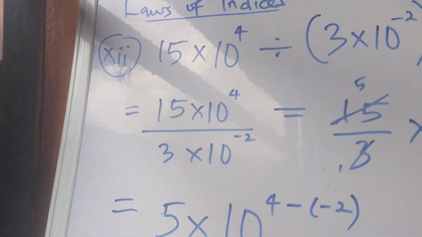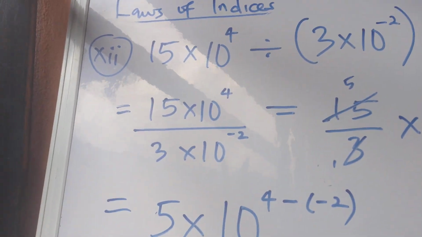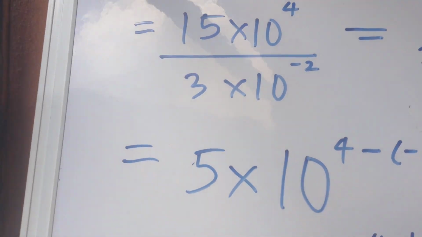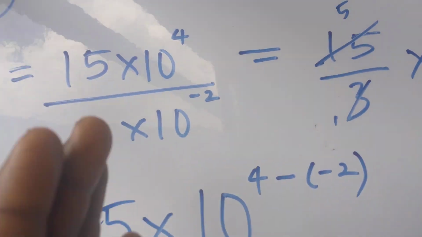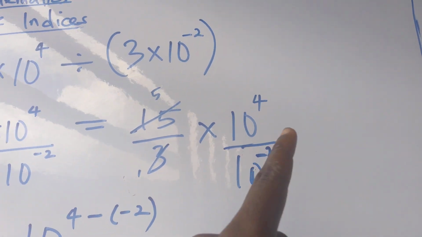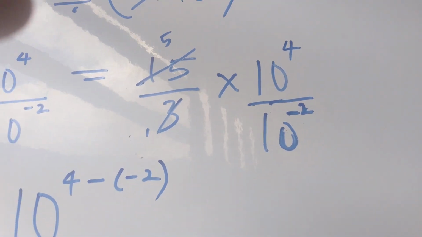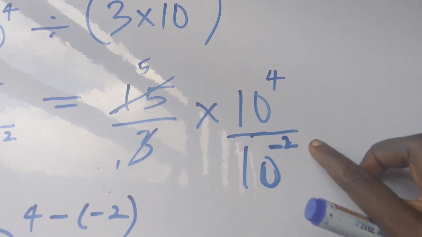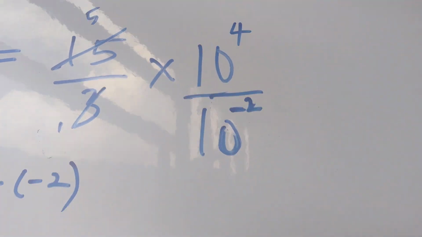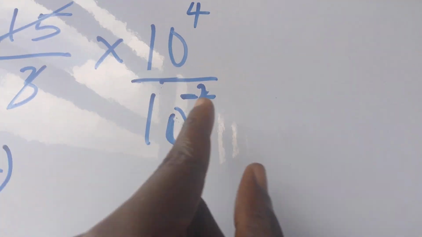Please observe carefully. We're having 15 times 10 raised to the power 4 divided by 3 times 10 raised to the power minus 2. So I'm arranging it in form of a fraction. That's 15 times 10 raised to the power 4 all over 3 times 10 raised to the power minus 2. So I split them, and I have 15 all over 3 times 10 raised to the power 4 all over 10 raised to the power minus 2. So 3 going to 3 is 1, and 3 going to 15 is 5. So I applied the division law of indices here by subtracting this minus 2 from 4.